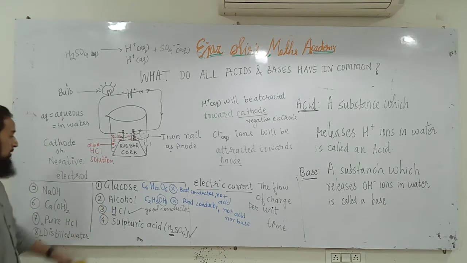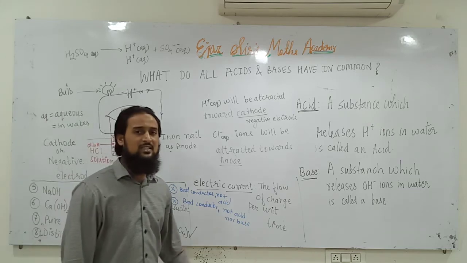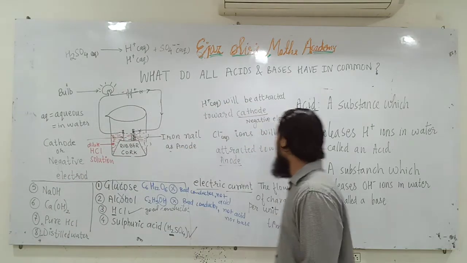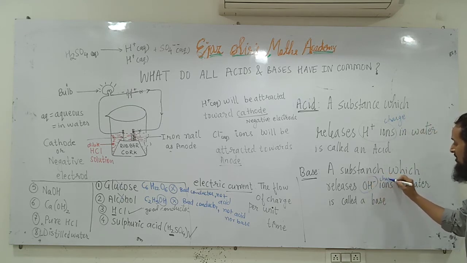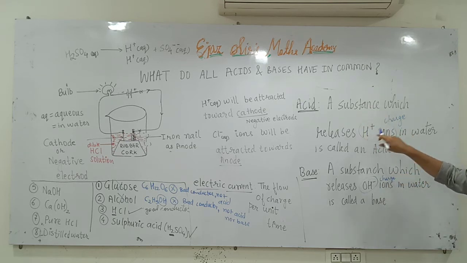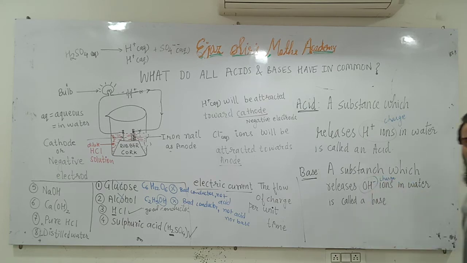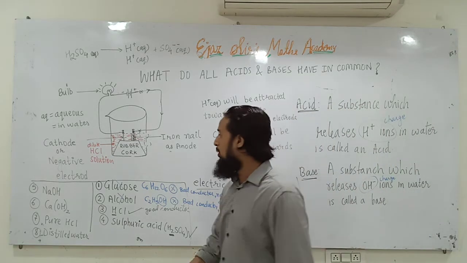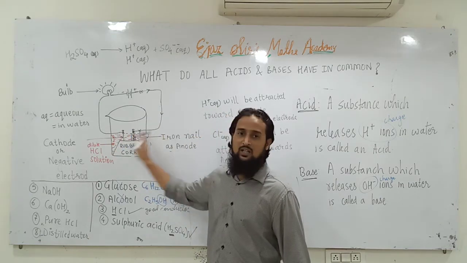It is neither acid nor base, so it is a bad conductor of electricity, because whatever substance is an acid or whatever substance is a base will always release some ions in water, and ions are charges. H positive ion is positive charge and OH negative ion is negative charge. So an acid is a substance which makes charges in water. A base is a substance which releases charges in water. So acids and bases both give rise to charges in water, and because of these charges the current flows.